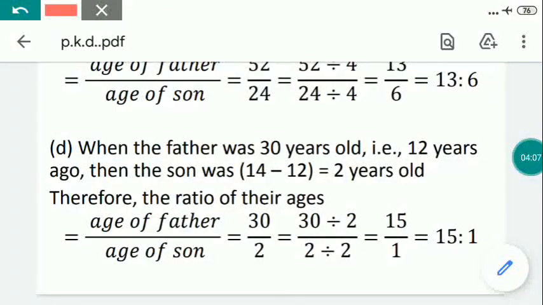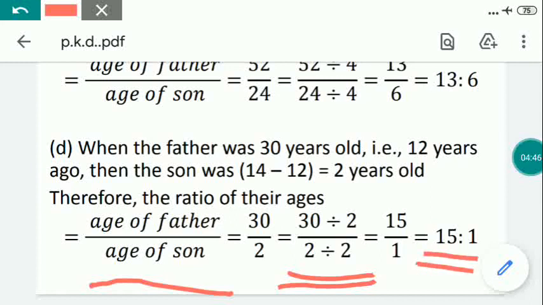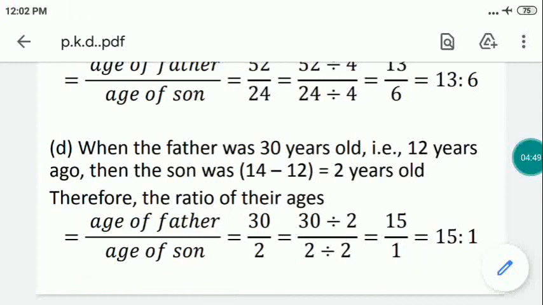Now D. When the father was 30 years old. His present age is 42, so 30 years old means 12 years ago. So 12 years ago, the son was 14 minus 12, that is 2 years old. So at that time the ratio of their ages, age of father upon age of son, is 30 upon 2. Dividing numerator and denominator by 2, you get 15 upon 1, which is 15:1. So the ratio is 15:1.